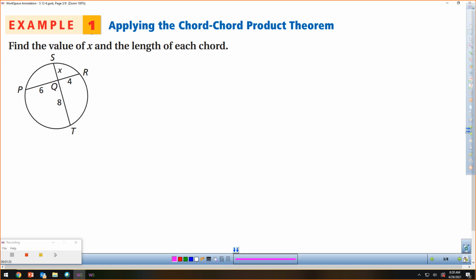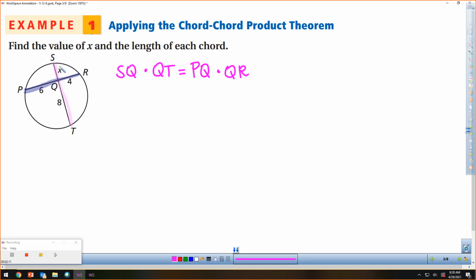Okay, so let's do example 1. We want to find the value of x. So my first chord is this chord ST. Okay, so my equation is going to be first part of ST, so SQ times QT, and that is going to be equal to the product of the other two parts of the chord, PR. So that is going to be PQ times QR. Okay, so part times part equals part times part.